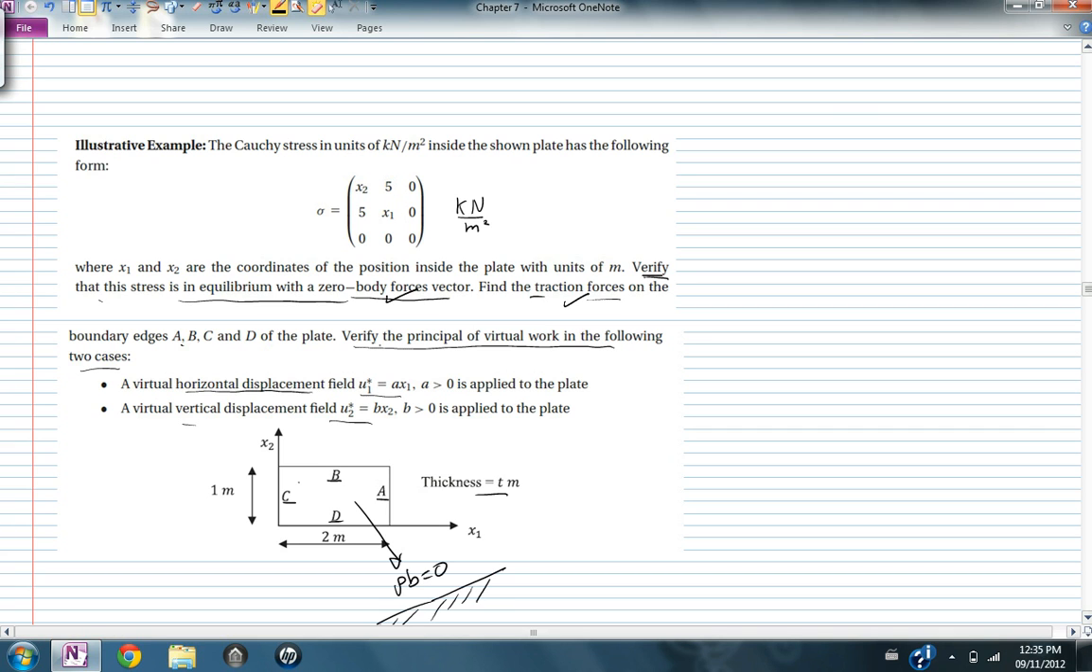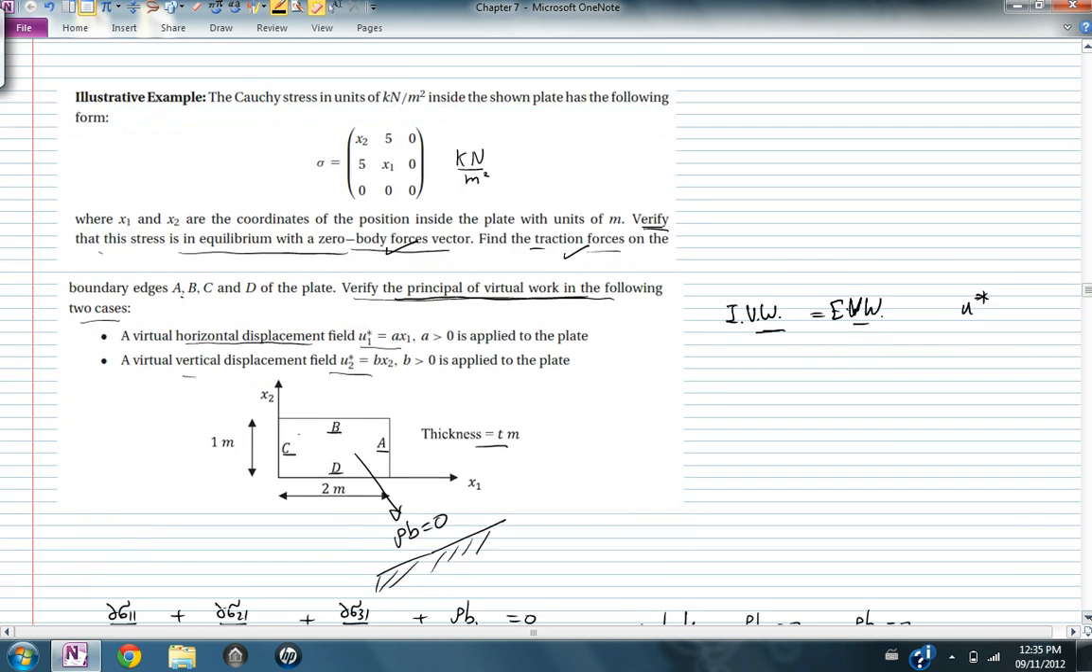The next is we want to verify the principle of virtual work. We want to verify that the internal virtual work is equal to the external virtual work. Now, to verify this, we need a virtual displacement u star. And the virtual displacement u star is given as a horizontal displacement u1 star equal to a x1. So what does this mean?